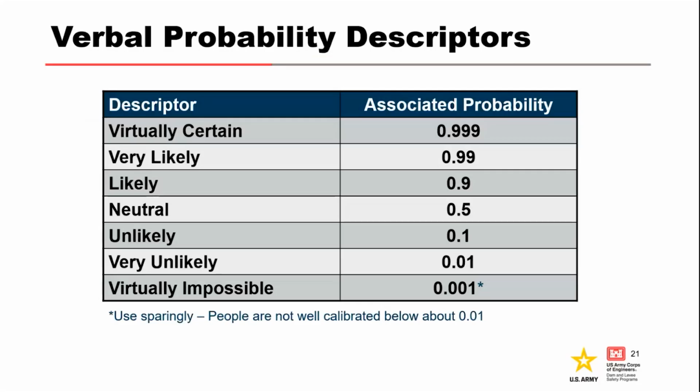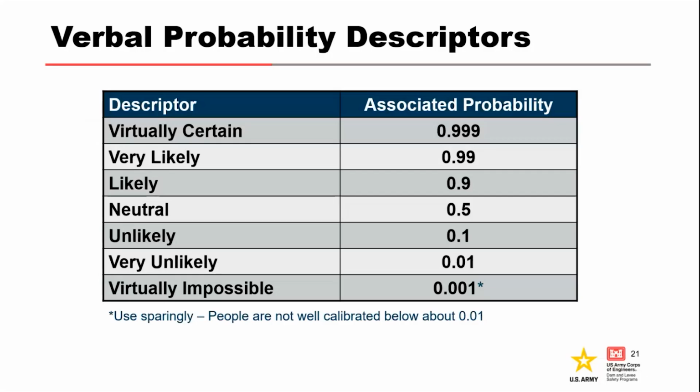Okay, so often when we do risk assessments and we have new teammates, and they're being requested to provide numbers, they really don't know where to start. So this is the table. There's been some studies that have been performed to arrive at these descriptors relating to these probabilities.